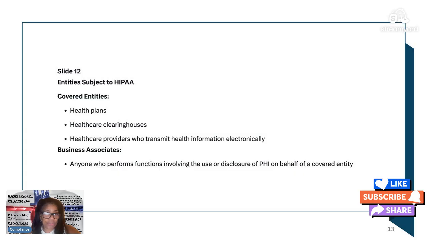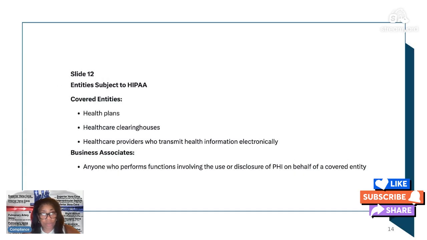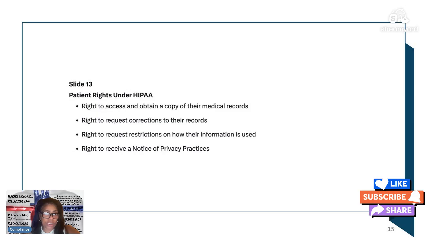Okay, so slide 12. Entities subject to HIPAA: covered entities, health plans, health clearinghouses, healthcare providers who transmit health information electronically; business associates, okay, anyone who performs functions involving the use or disclosure of PHI, okay, on behalf of the covered entity. Just read it. I'm not going to go through all of them. What do I have? A double slide? Yeah, 12 and 12. Okay, so this is just a double slide. I just put it in there twice. All right, so patient rights under HIPAA: right to access and obtain a copy of their medical records. Okay, you guys can pretty much read the rest of that.